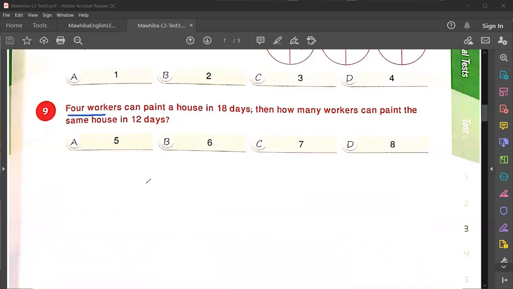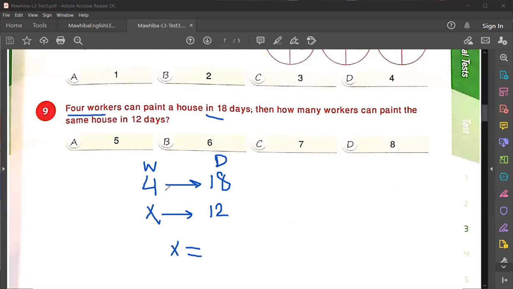We have 4 workers, put here 4. These 4 workers finish the work in 18 days, right? So we have days here. Now, how many workers, that we put X, paint the same house in 12 days? You write here 12 days. So we have an opposite relationship here. Then you can solve it like this.